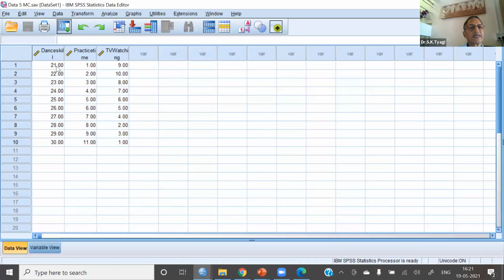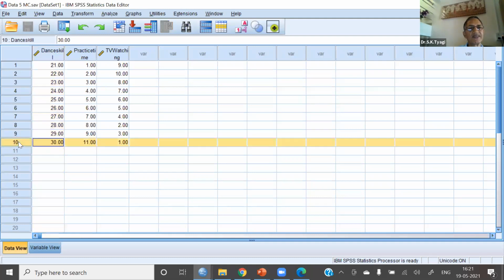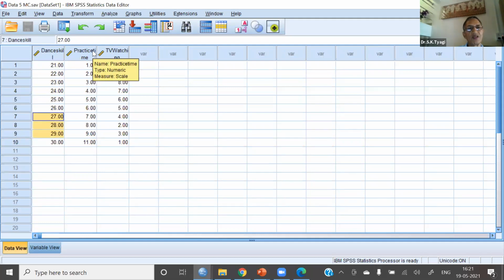See, this is again a hypothetical example. Data is insufficient, but this is dance skill. There are 10 dancers, no? They have been tested on their skill. This person scores 30, 29, 28, 27. This is practice time, the time which the dancers take per day, say 1 hour, 2 hours, 3 hours, or per week, whatever it is. And this is TV watching: 9 hours, 10 hours, 8 hours, 1 hour.